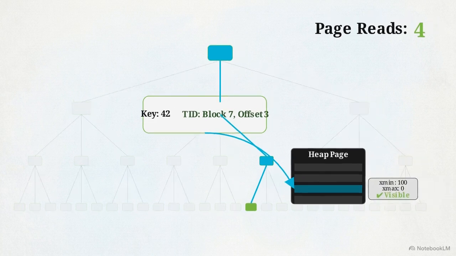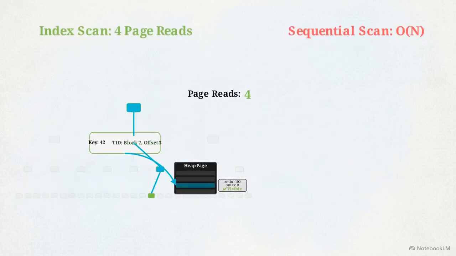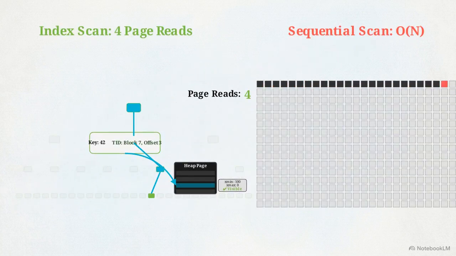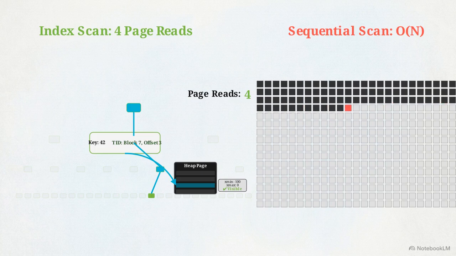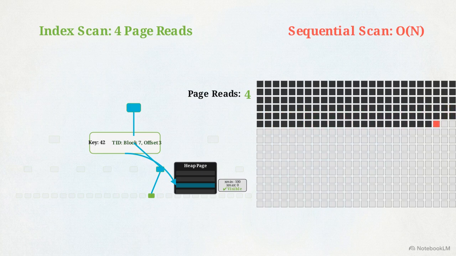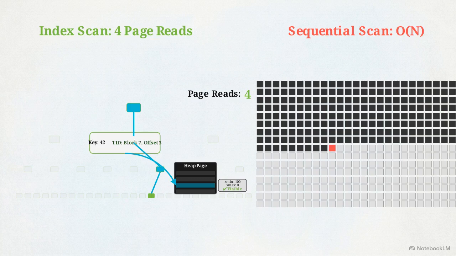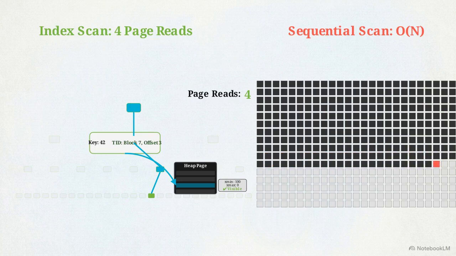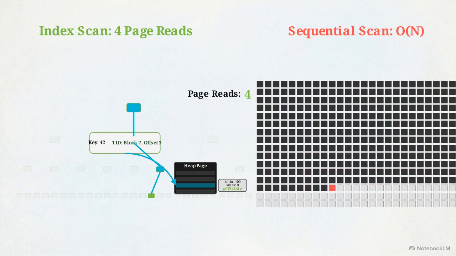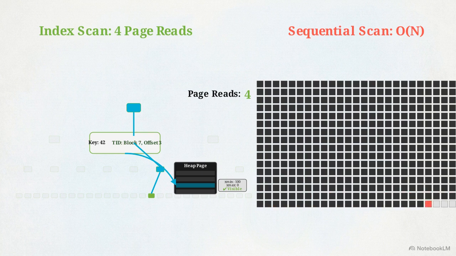With the exact physical location in hand, the database makes one final fetch to grab the complete row and ensure you have permission to view it. By treating the database like a highly organized map rather than a giant list, those 4 targeted hops bypass the need to ever scan the table itself.